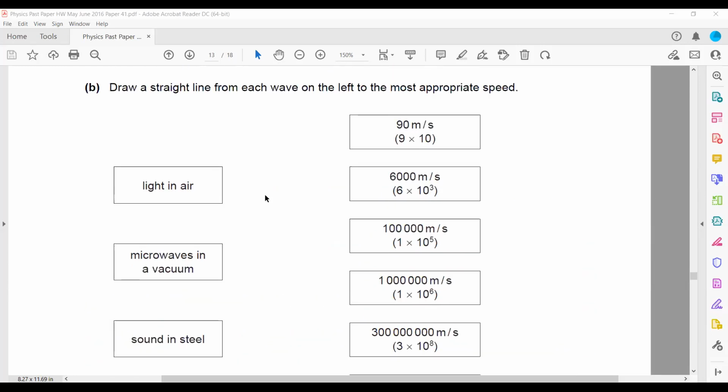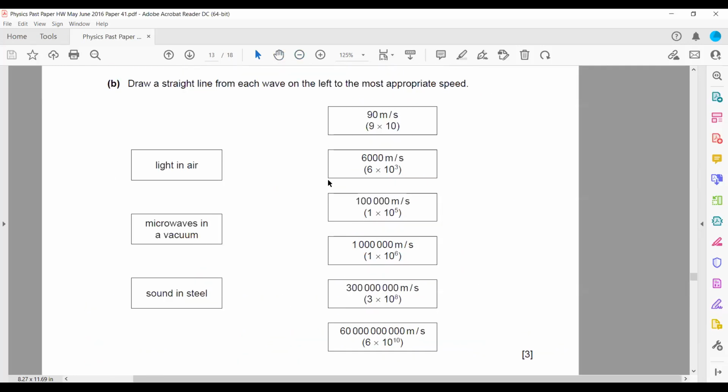So in this part, draw straight lines from each wave on the left to the most appropriate speed. Light in air. What is the speed of light? Light is electromagnetic radiation. So all electromagnetic radiation travels at 3 into 10 power 8 meters per second. Microwaves are also electromagnetic radiation, so they also travel at 3 into 10 power 8 meters per second. And sound in steel, so basically it's like sound in a solid. Steel is a solid, so it's about 5,000, 4,000, any value in this range. So speed of sound in steel, which is a solid, is 6,000 meters per second.